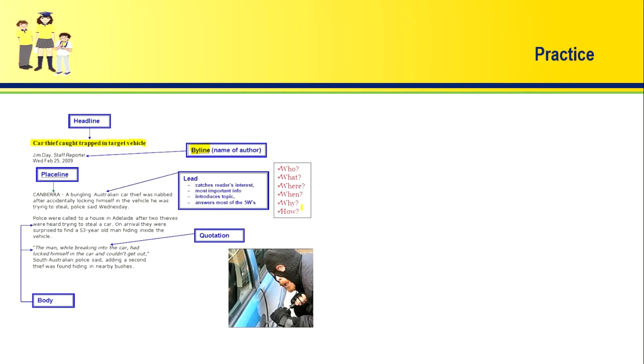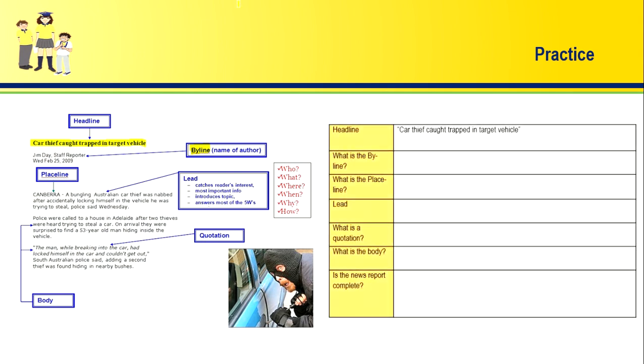We have this example, a car thief caught trapped in target vehicle, and some explanation of the different parts. You had to complete this information by writing your ideas or your findings from what is in here. For example, the headline is already here. The headline, car thief caught trapped in target vehicle.